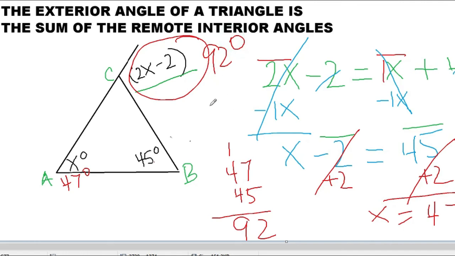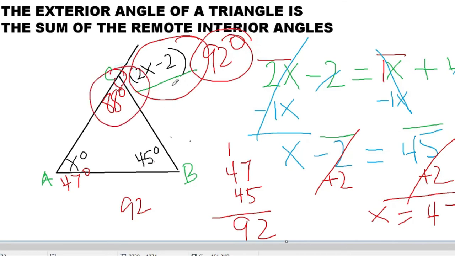Now, the way you can check yourself, we know that all triangles are 180 degrees, correct? So if we add this 47 and 45, that gives us 92, right? And we subtract 92 from 180, and we get 88. And the way we double check that is these two angles right here, they have to add up to 180 degrees. So this and this also has to be 180, which they are. So that double checks our answer. So our answer for this is 92 degrees.